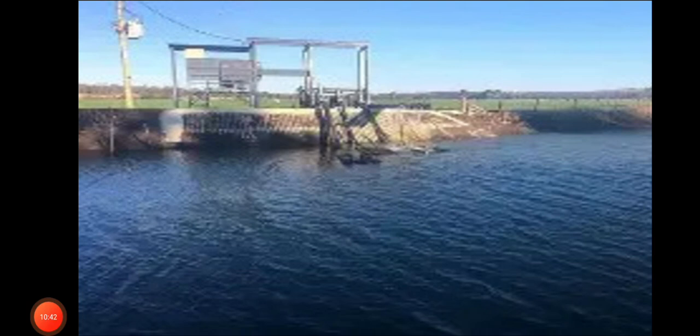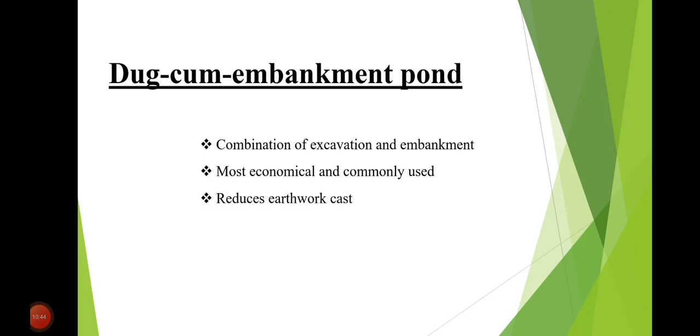So next is the excavated cum embankment pond. It is a combination of excavation and embankment. It is the most economical and commonly used, and it reduces earthwork cost. So an excavated cum embankment pond combines excavation and embankment construction. Part of the storage is created by excavation and the remaining storage by raising embankments.